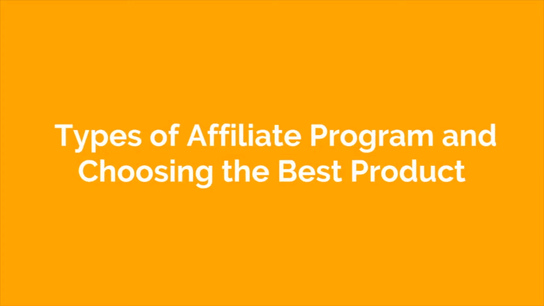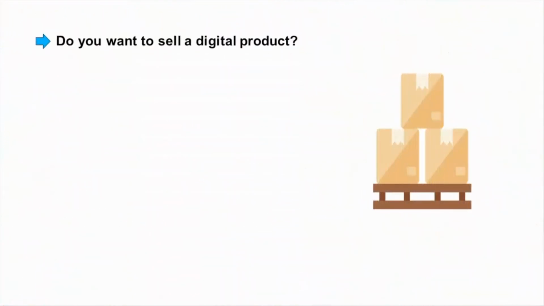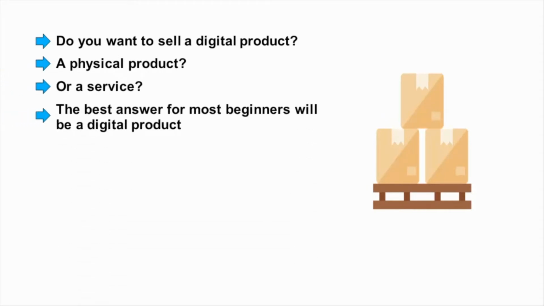With those technical details out of the way, it's time to start choosing affiliate products and schemes. The first step here is going to be deciding which type of affiliate scheme you want to join up to. Do you want to sell a digital product, a physical product, or a service? The best answers for most beginners will be a digital product. This means something like an ebook, a report, or a digital course.